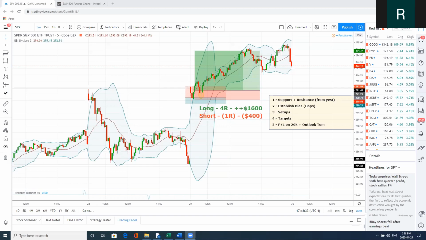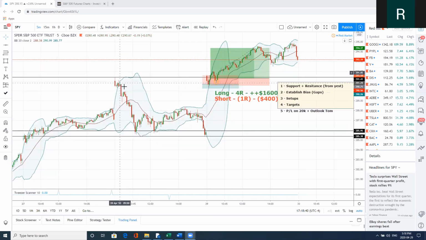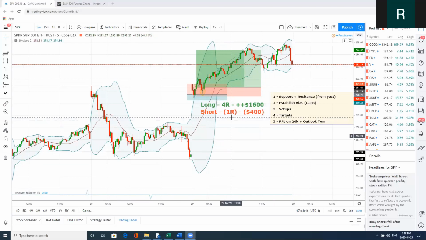As always, when we're looking at intraday price action, the first thing we need to do is establish support and resistance. So I already have them drawn up here from yesterday. We have yesterday's high, low, close. And then the next thing we do is look into the bias. How do we determine what direction we want to play today?